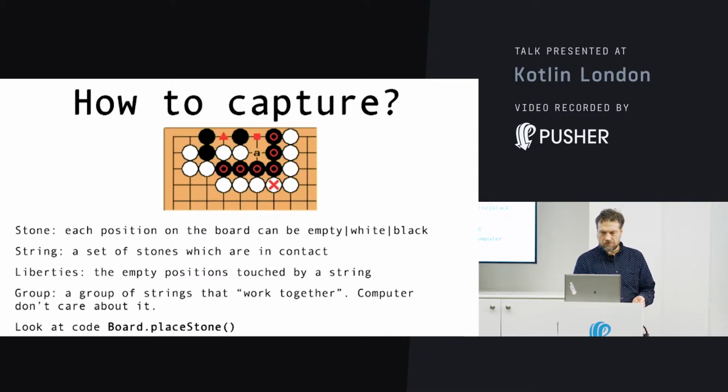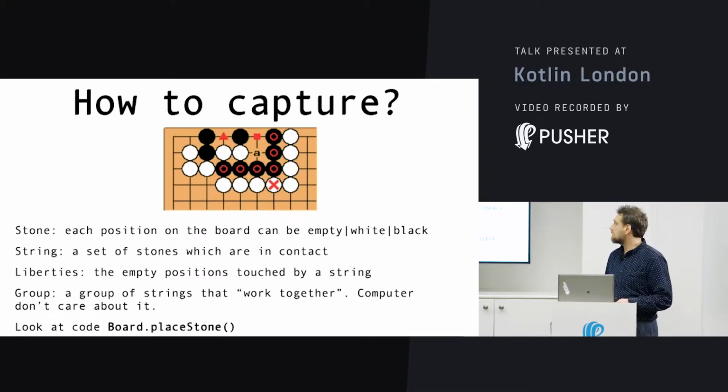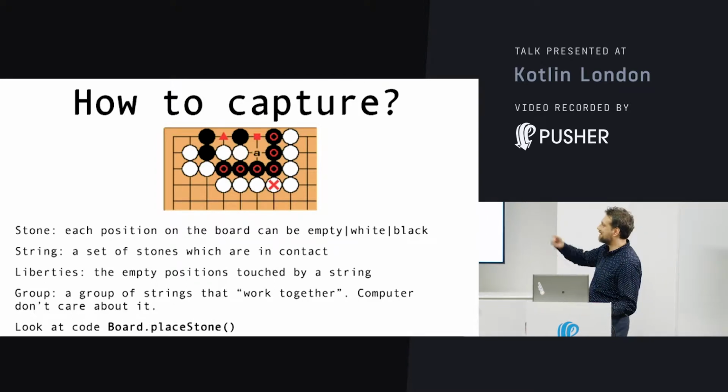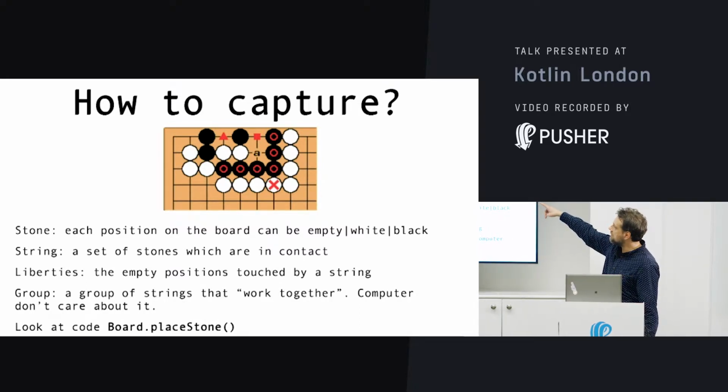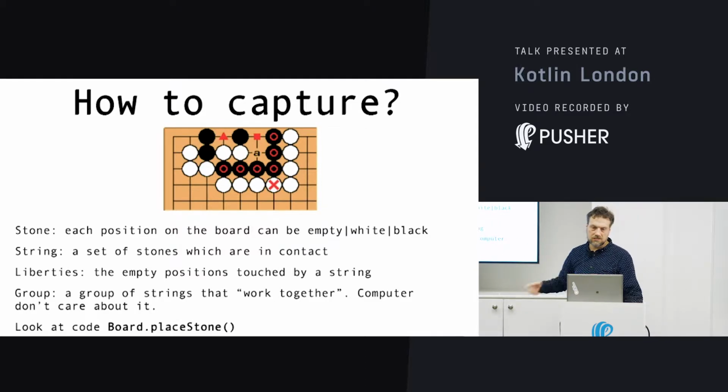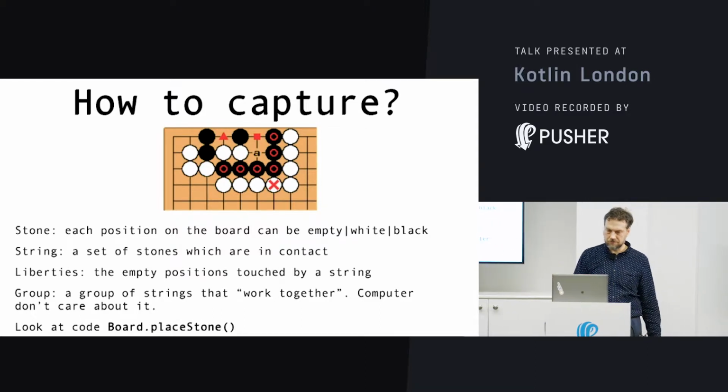Okay, back. Maybe these slides were actually before. Anyway, this is the explanation of how to capture. If you are the black one, and you put a stone where it's marked A, you can hit the white. If you are white and put the stone here, you can hit the black. So there is a lot of tactical problems.